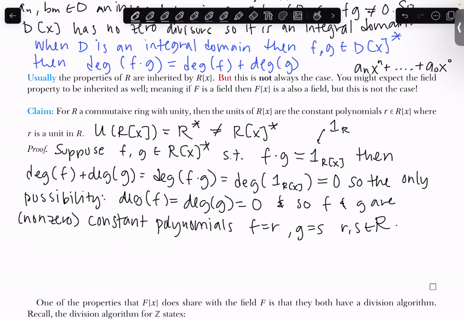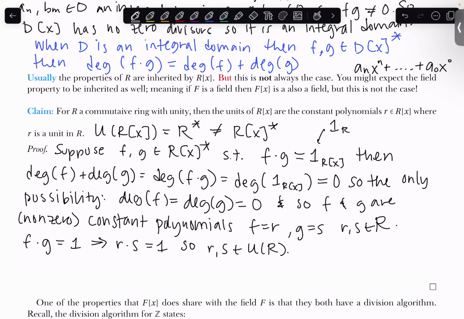Okay. But when I did my multiplication, this was saying when I multiply r times s, I should get 1 back out. So the only ones that will do this are going to be the ones that are already units in my ring R. Okay, so if I have a polynomial that has an inverse, so that is a unit, it has to be a constant polynomial, and in particular, the constant has to come from the units of R.